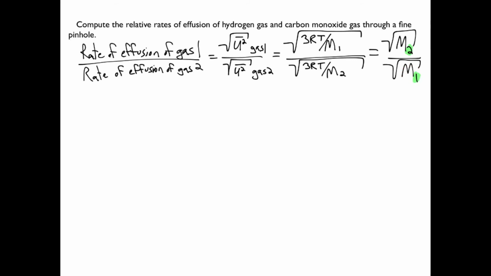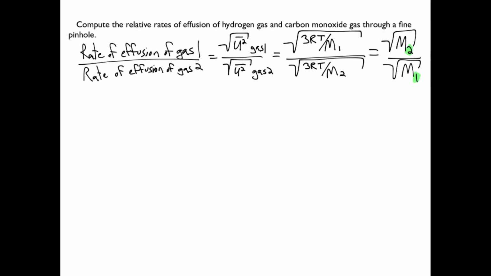So note that if mass 2 is significantly greater than mass 1, this fraction will be a large number. And that tells us that the rate of effusion for gas 1 will be very large. And that's precisely true, isn't it? The bigger the mass, the slower you effuse. So this essentially is making a lot of sense at this particular point.